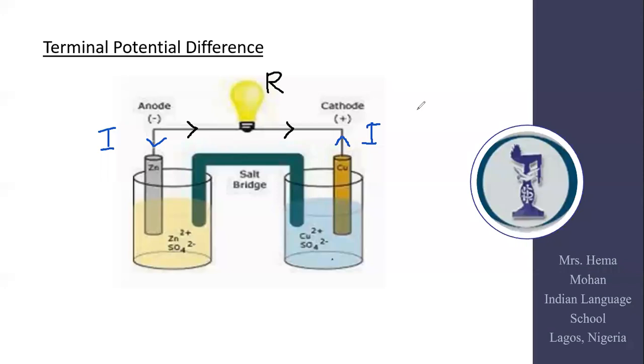Now here in this solution, I have accumulation of SO4 2 minus ions, and in this solution, I have accumulation of Zn2 plus ions. So basically what happens, as I told you, in the salt bridge, if I have KNO3, that is, let us assume potassium nitrate solution.